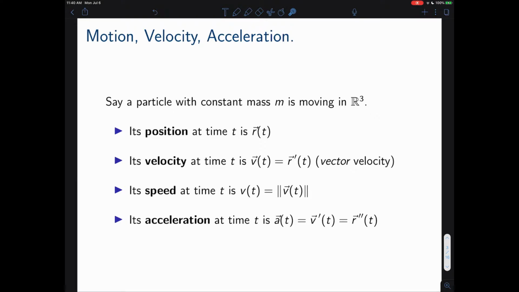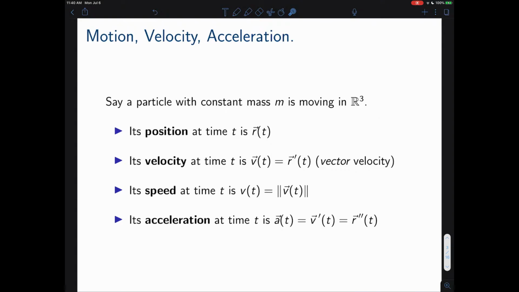And that's a vector function. This is the vector velocity that keeps track of the direction of motion and the speed of motion. The speed at time t is the magnitude of the velocity. And we saw speed earlier in our discussion of arc length and curvature.